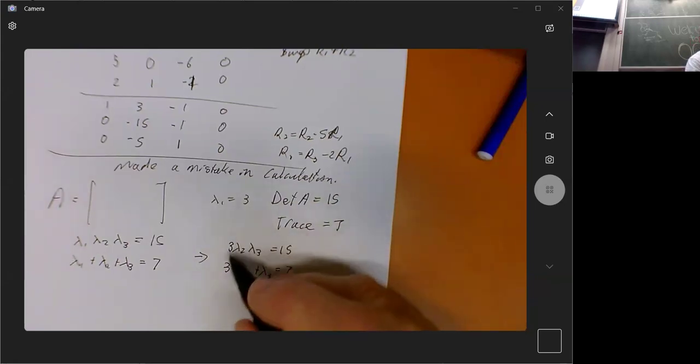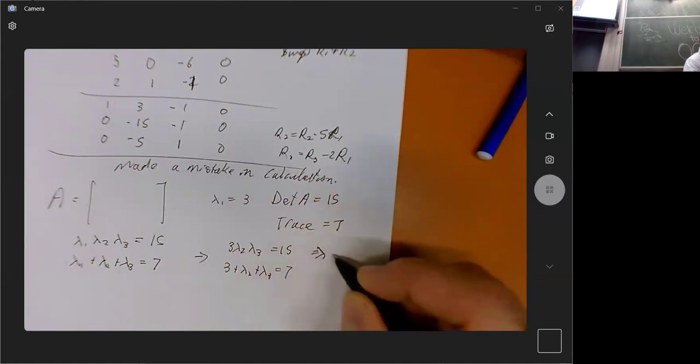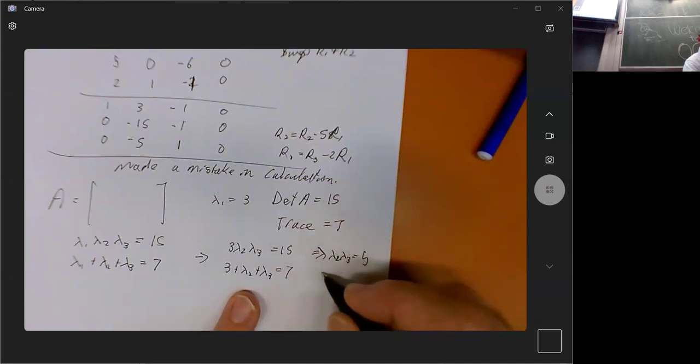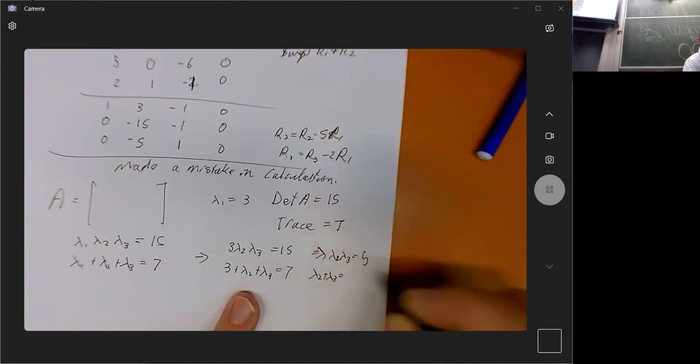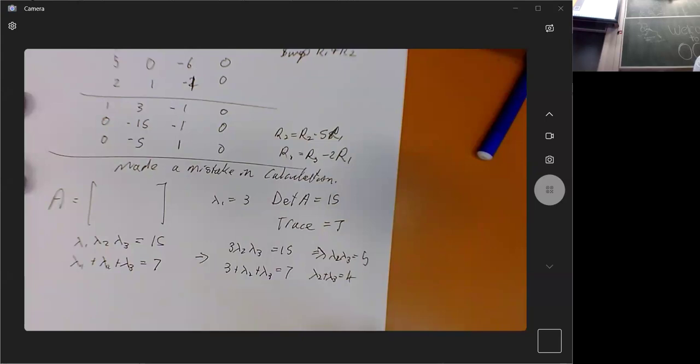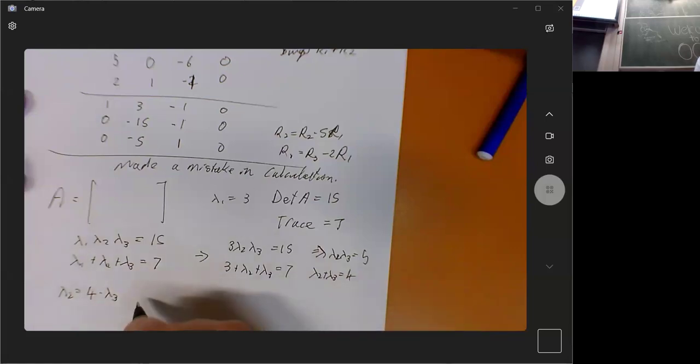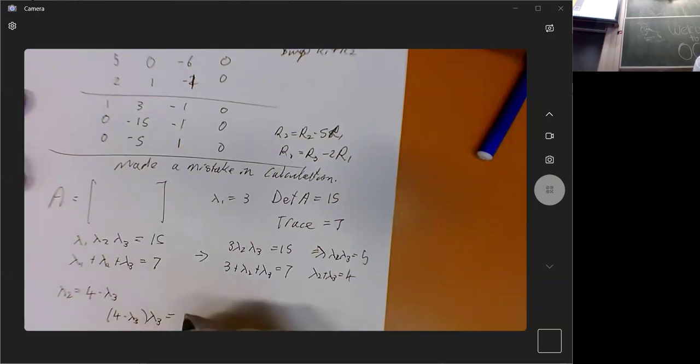A little bit of rearranging. So this is telling me that lambda 2 lambda 3 is equal to 5, and this is telling me that lambda 2 plus lambda 3 is equal to 4. All right, so maybe rearrange this: lambda 2 is equal to 4 minus lambda 3. And then when we do this, 4 minus lambda 3 times lambda 3 is equal to 5. I'm going to drop the 3 because it's going to annoy me. Lambda squared minus 4 lambda plus 5.